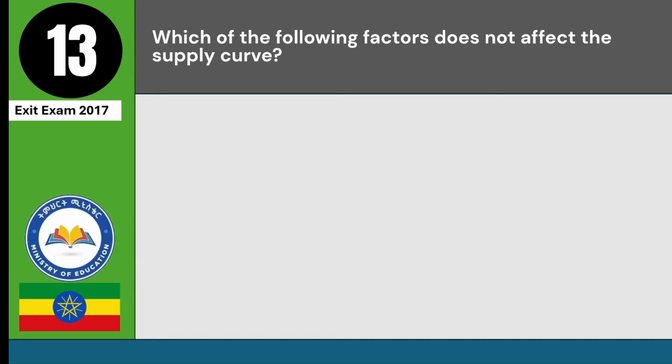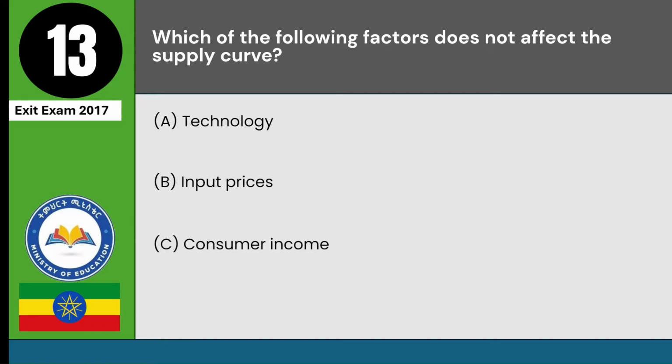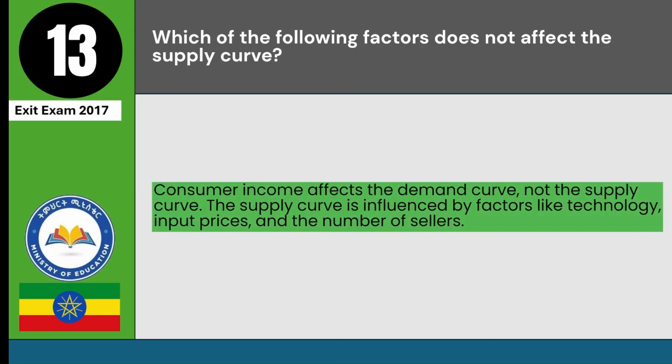Which of the following factors does not affect the supply curve? A. Technology. B. Input prices. C. Consumer income. D. Number of sellers. Answer: C. Consumer income affects the demand curve, not the supply curve. The supply curve is influenced by factors like technology, input prices, and the number of sellers.